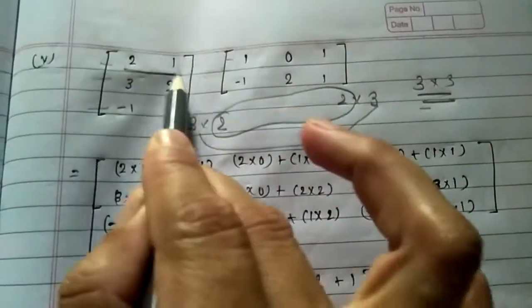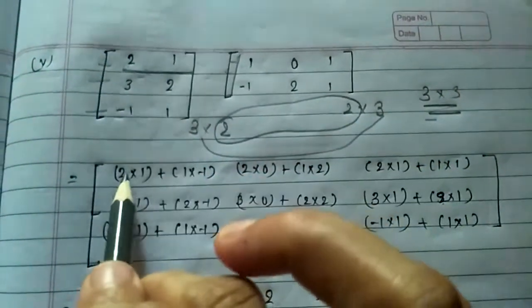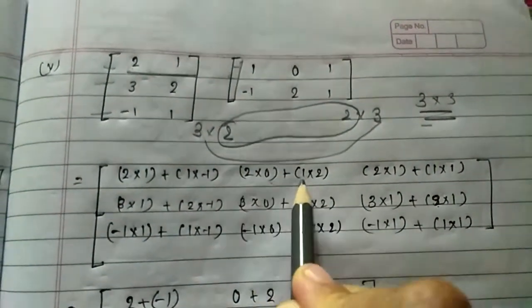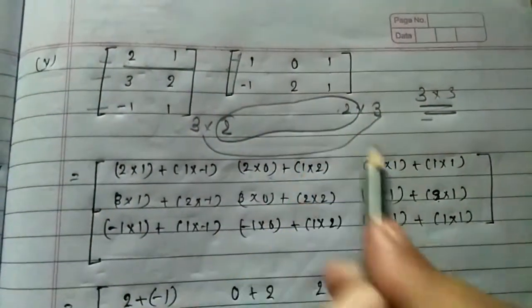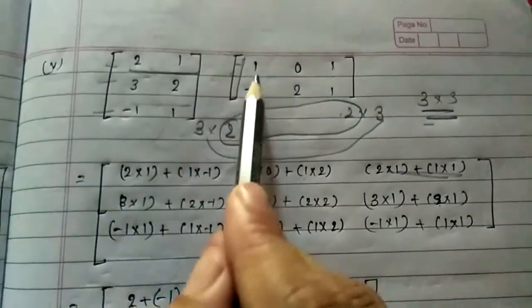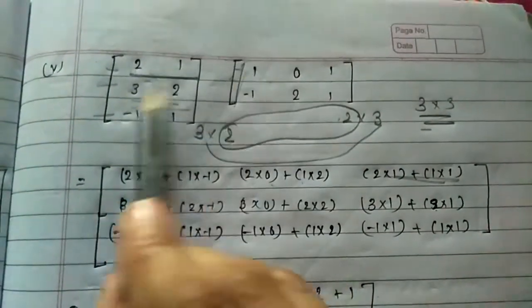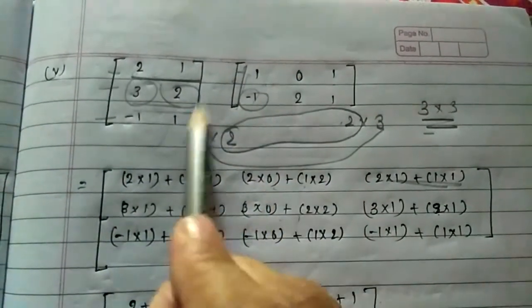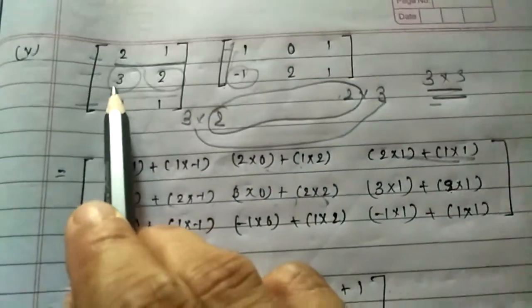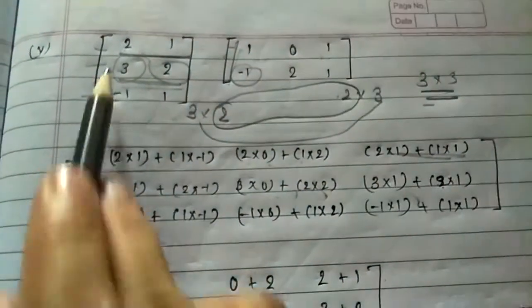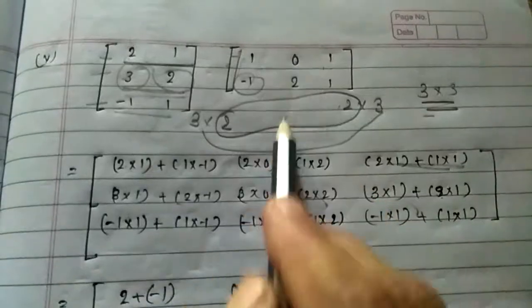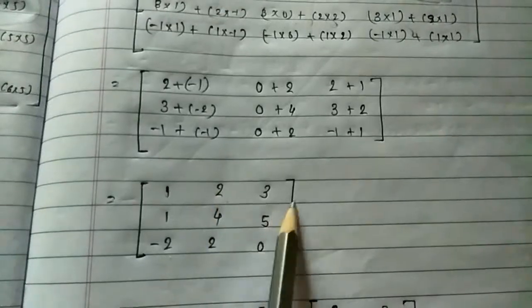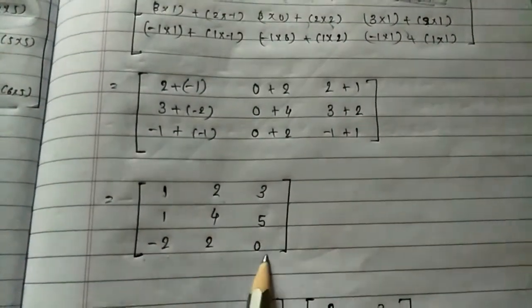Now you understood. So first row, first column. You can see here 2 into 1 plus 1 into minus 1. And second, 2 into 0 plus 1 into 2. 2 into 1 plus 1 into 1. Then 3 into 2. Sorry, second row, first column. 3 into 1 plus 2 into minus 1. Then 3 into 0 plus 2 into 2. Then 3 into 1 plus 2 into 1. Similarly, third row, first column. Third row, second column. Third row, third column. So you will get by the multiplication 1, 2, 3, 1, 4, 5, minus 2, 2, 0.